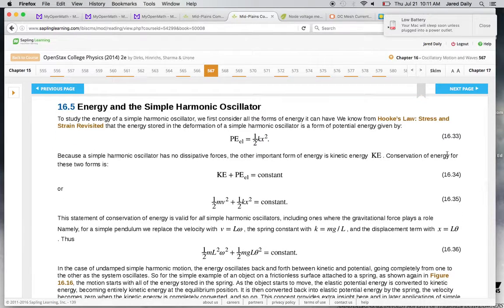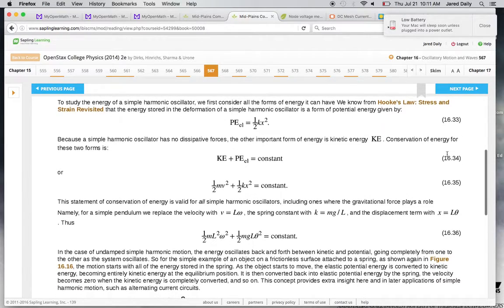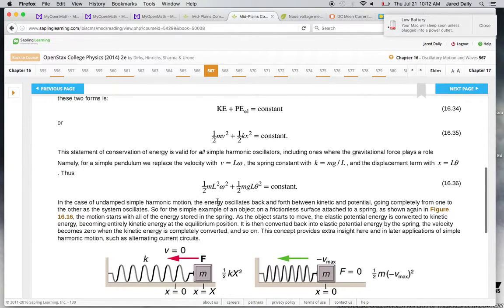The energy of the simple harmonic oscillator is very similar to the energy of the spring. The kind of energy that can be stored in the simple harmonic oscillator is 1/2 kx squared. That's how much energy can be stored in the spring. But then, of course, a simple harmonic oscillator also has kinetic energy at different points, and it changes back and forth. And if you do this for a pendulum, you're going to end up with rotational stuff. So for pendulums, it's 1/2 ml squared omega squared, and 1/2 mgl theta squared, and those are your kinetic and your potential energies there, and those things have to be constant as well.